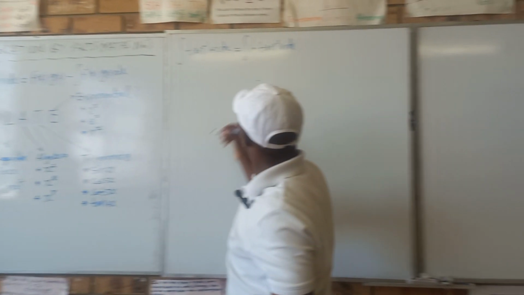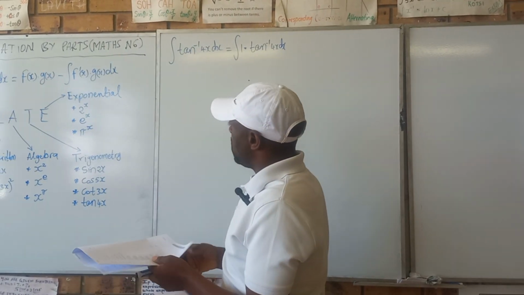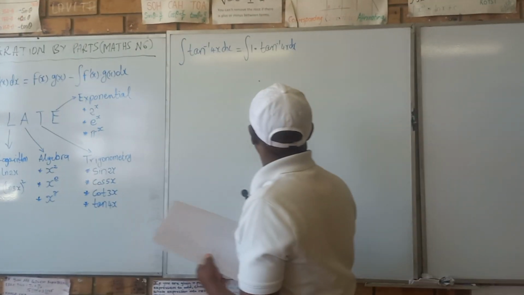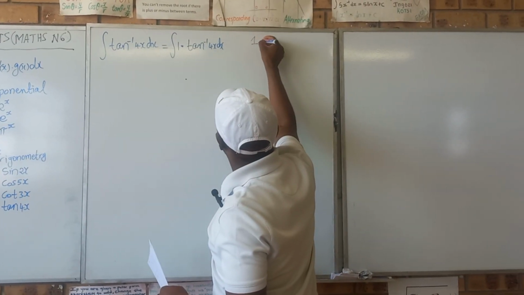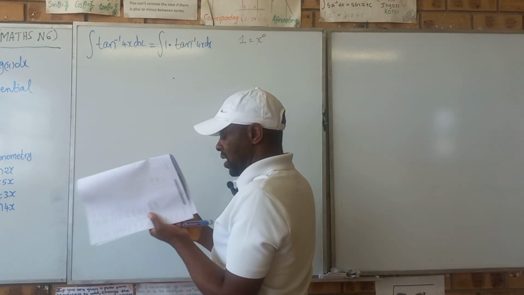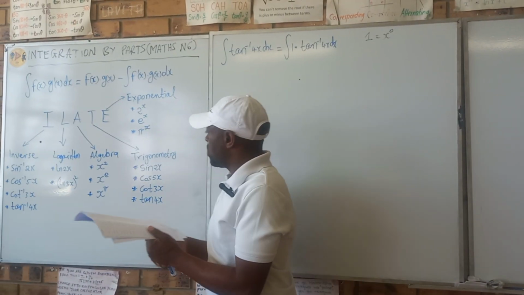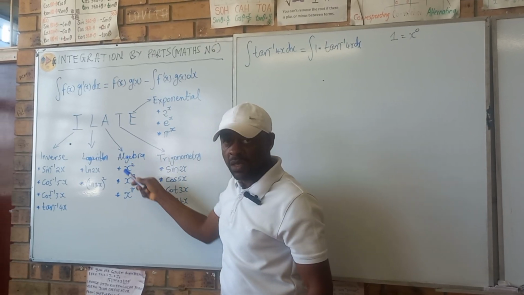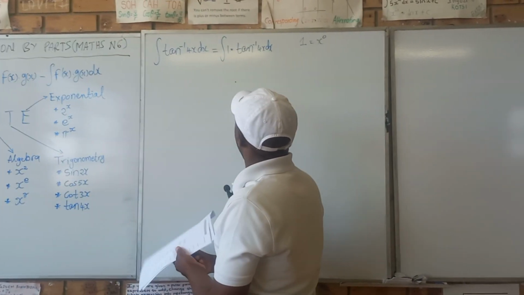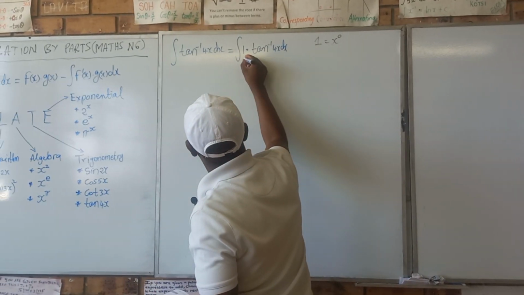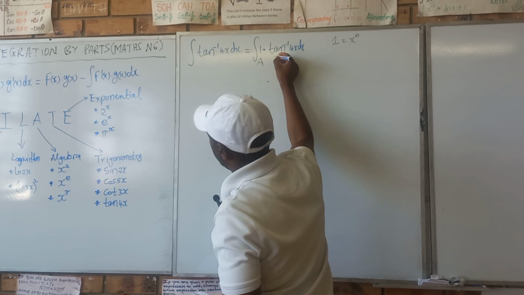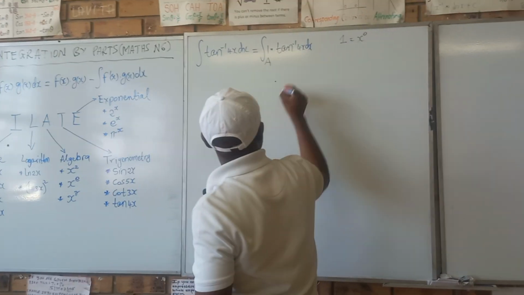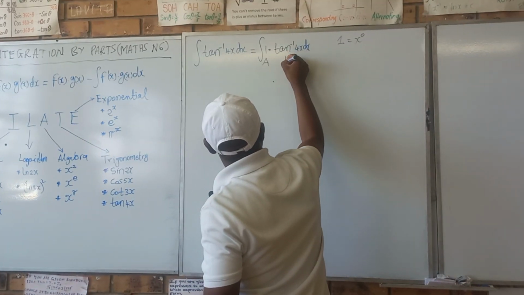And now we see 1 is a constant, but to make sure that it fits into this abbreviation, we have to consider 1 as x to the power 0. And x to the power 0 means it falls under algebra. Because you see with algebra, x is at the base, a number at the top. So in that way, we will now be saying this is our algebra. And arctan falls under inverse. So this is our inverse.